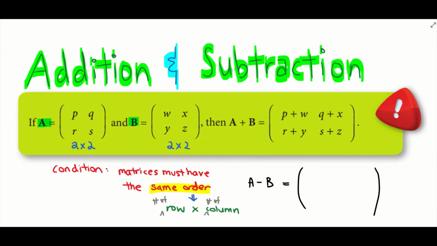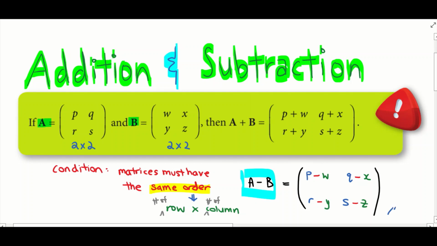So maybe you'd like to make a guess of what is the matrix A minus B. I'll give you some time to write down the matrix A minus B. Now I will show you the answer. Basically, I'm taking my elements in A, which is P, Q, R, S, and minus the elements in B, which is W, X, Y, and Z. So basically the matrix will be like this. And of course, we need to simplify. You need to evaluate each of the elements.